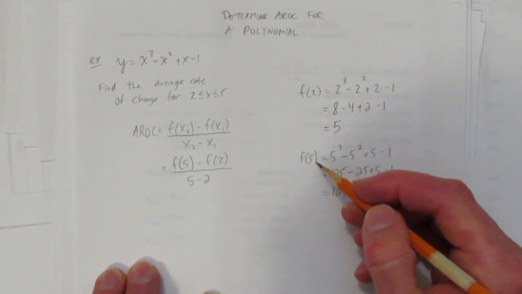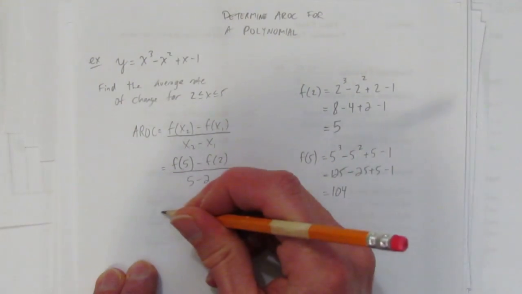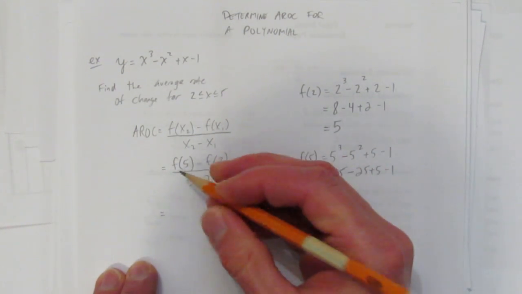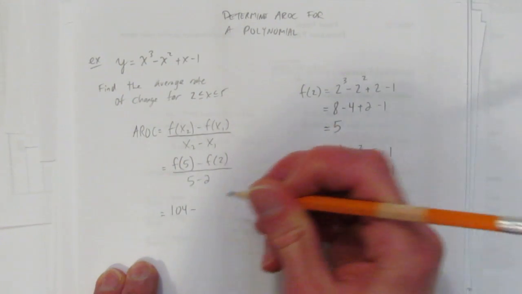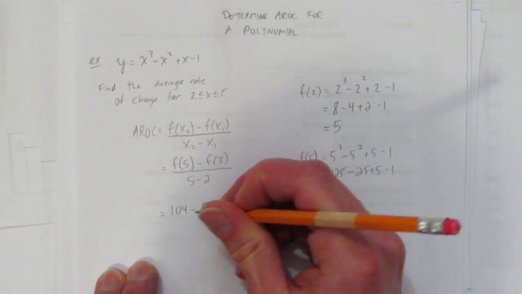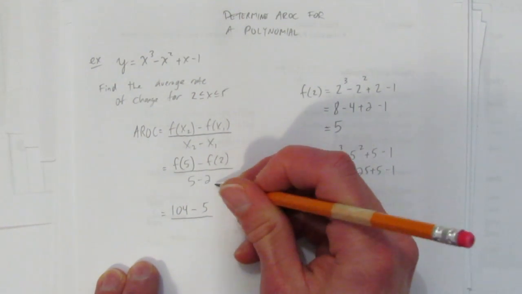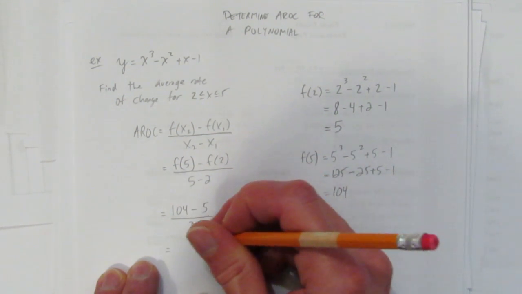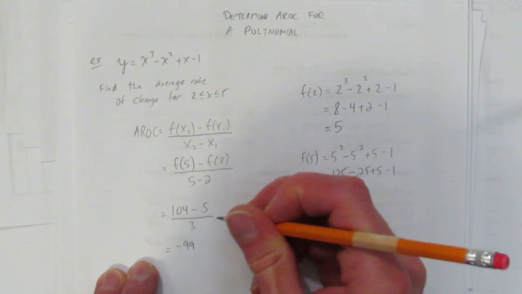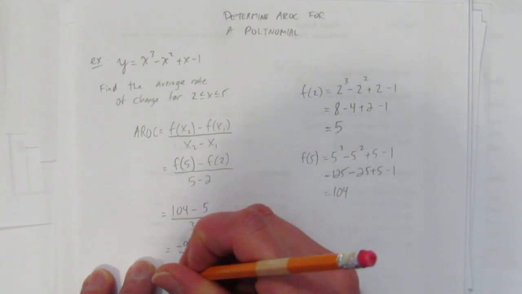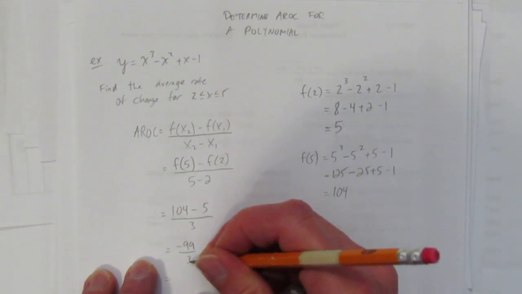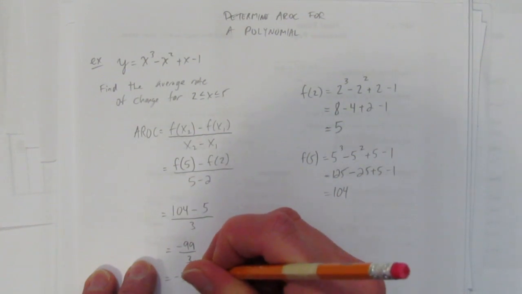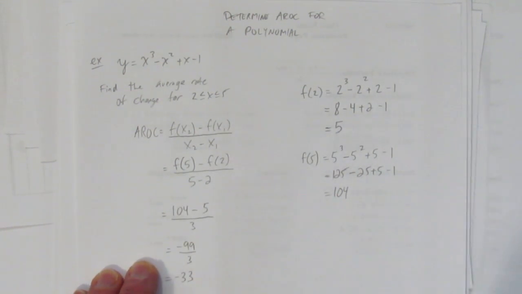Got my value of the function, f at 2 and f at 5. Make sure you sub them in the right place. F at 5 is 104. Take away f at 2 is 5. All over 5 take away 2, which I can evaluate now, is just 3. So what's 104 take away 5? 99. And it's still divided by 3. You can use a calculator, but you might be able to do that in your head. 99 divided by 3 is 33.